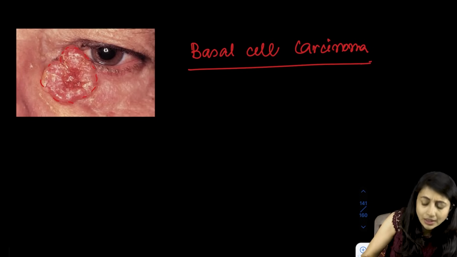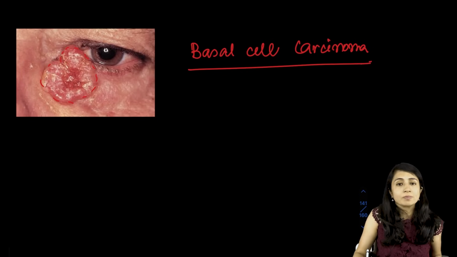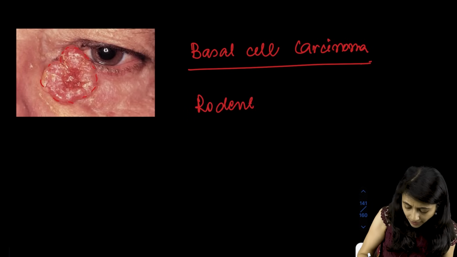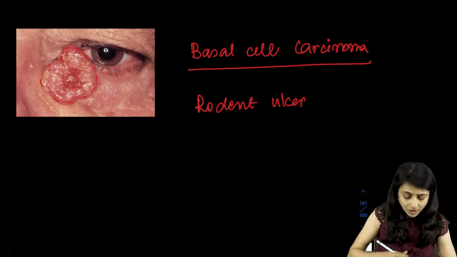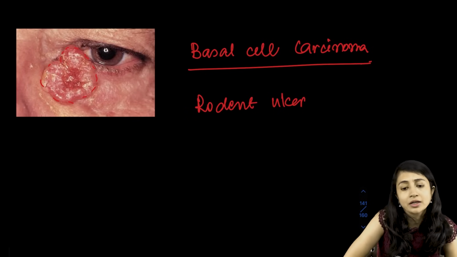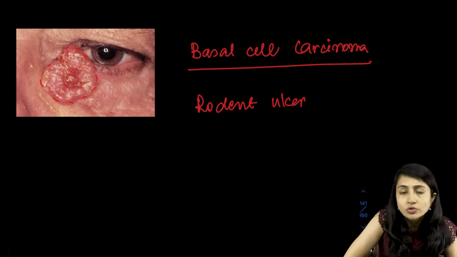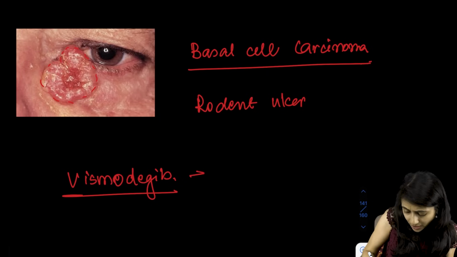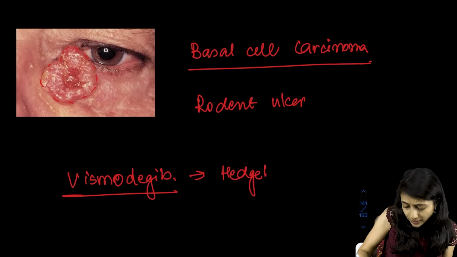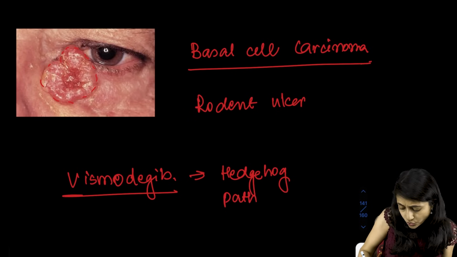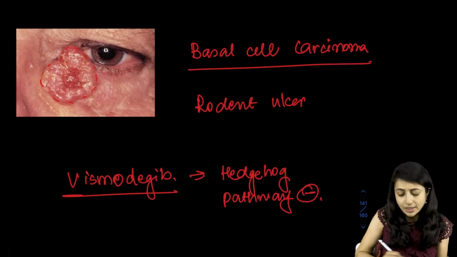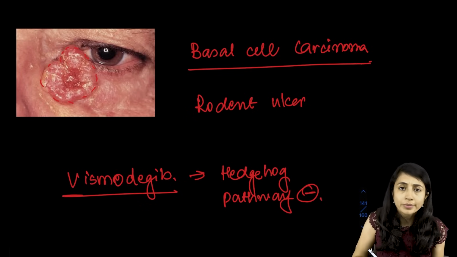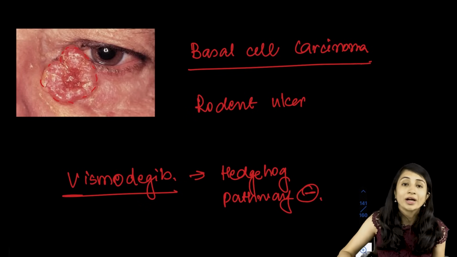So this is basal cell carcinoma, one of the most common cutaneous malignancies, which presents with this rodent ulcer, as they call it. An ulcer with overhanging margins, with bleeding, with telangiectasias, with an erythematous base. It has a good prognosis, it does not metastasize much, and vismodegib has once been asked. It is a hedgehog pathway inhibitor, and this is used in treatment of basal cell carcinoma. So vismodegib is a hedgehog pathway inhibitor used in treatment of basal cell carcinoma. Mostly they tell you to identify this lesion.